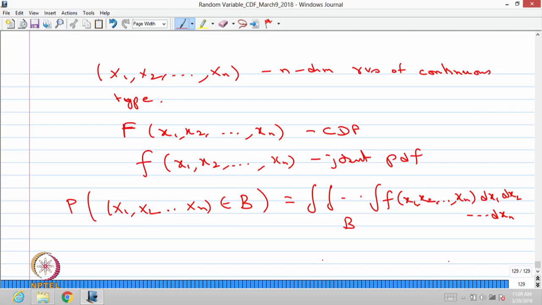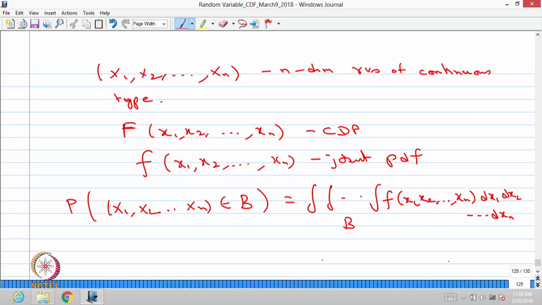If you know each random variable is of the continuous type, then you have a CDF. Similarly, you have a joint probability density function, and you can always find the probability that the n-dimensional random variable takes values in the Borel set, where a Borel set is from Rn. That is nothing but the n-dimensional integration over capital B of the joint probability density function with respect to all the variables.